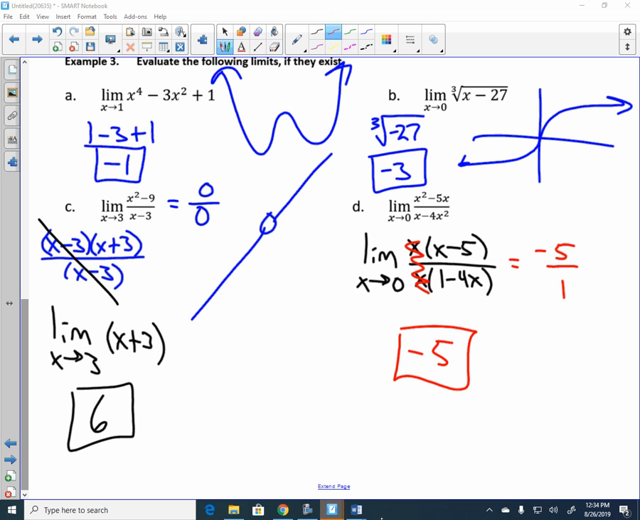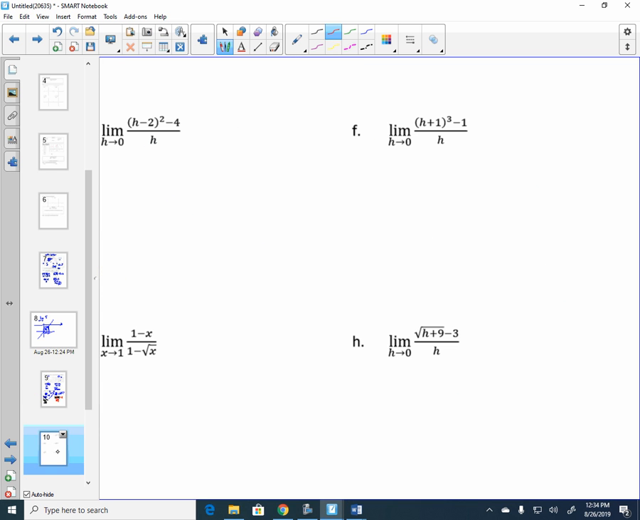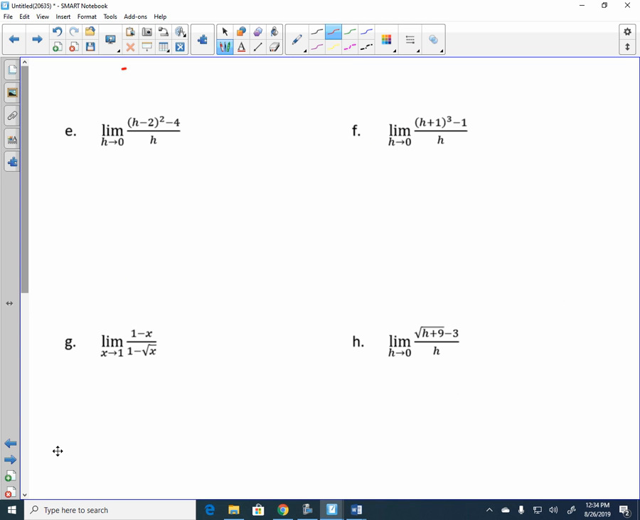Negative 5? Very good. Flip it over. Again, I tried plugging in 0. If you plug in 0, what do you get? I get 0 over 0.